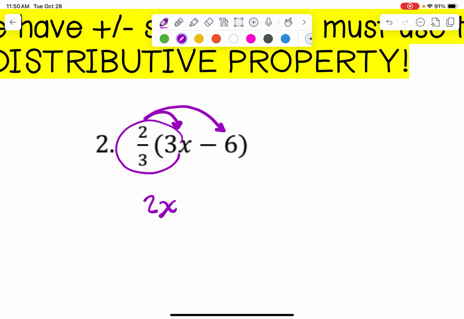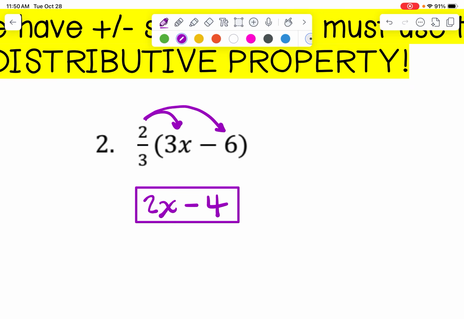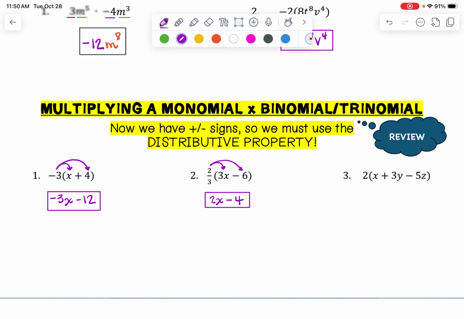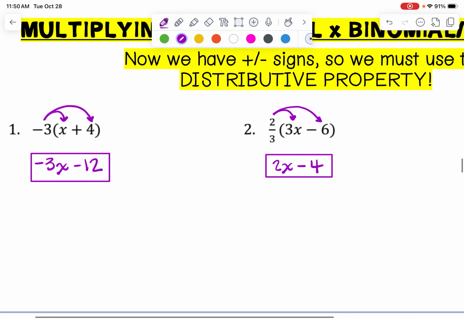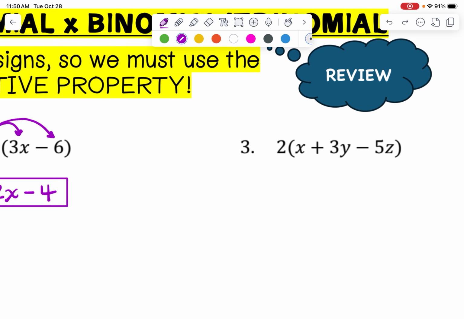Again, if you want to use your calculator, you can type 2/3 times 3. And then minus 2/3 times 6, which is going to give me -4. Again, just feel free to use your calculator to do the multiplication of the fractions if you need to. And again, these are my final answers, right? Because I don't have any like terms right now. I can't combine x's with 4s, right? So that's just my final answer.